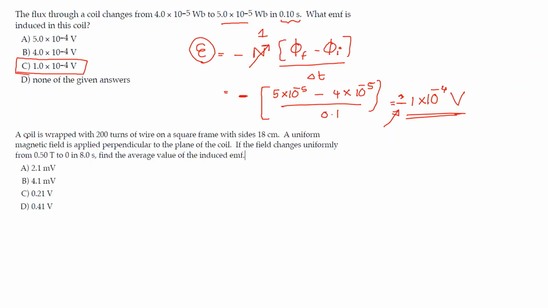For the next one, a coil is wrapped with 200 turns of wire on a square frame with sides 18 centimeters. So N is 200, and the area is, since it's a square, 0.18 times 0.18 meter squared. For a square, you multiply length by height, right? A uniform magnetic field is applied perpendicular to the plane of the coil. So if this is your coil, the magnetic field is like this.